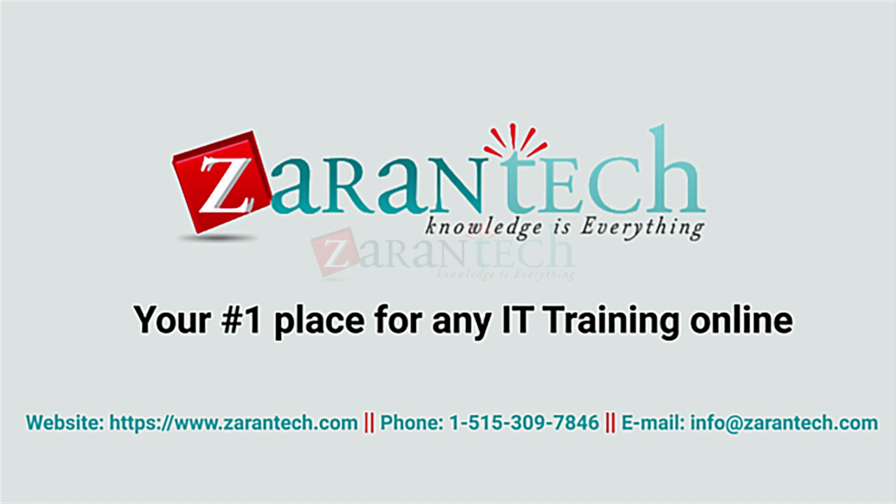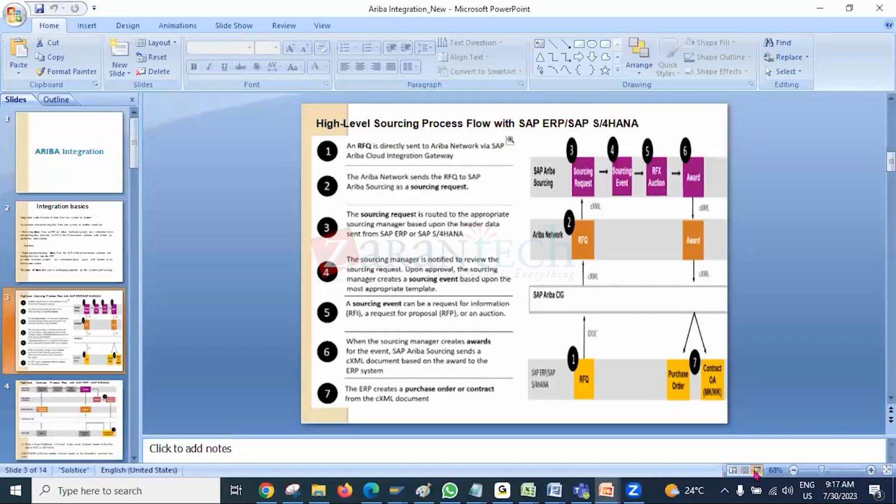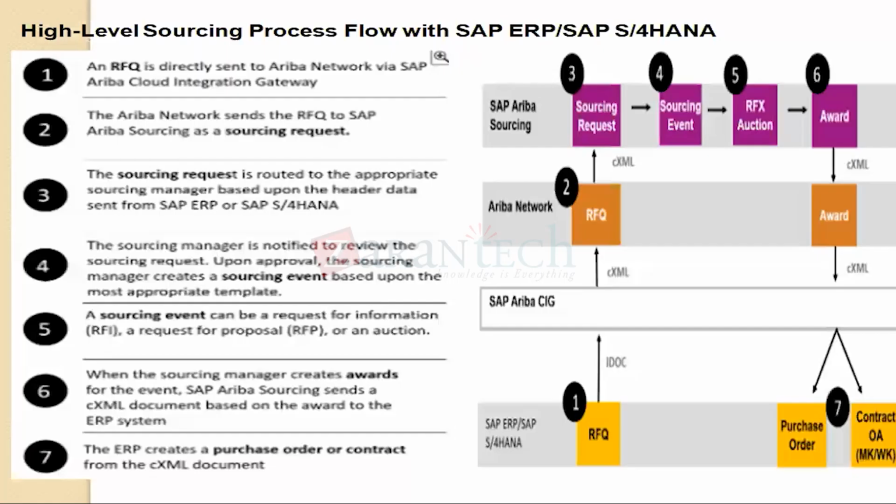Okay, so let me run one cycle. Cycle in the sense, as I said earlier, we will not be able to see the complete end-to-end cycle in the system because the integration is still in progress, right? The complete integration is not there. We can only create some transactions, like we can create an RFQ and send it to CIG.